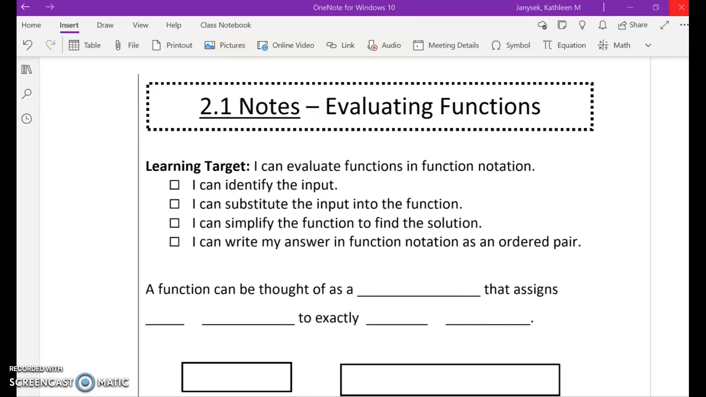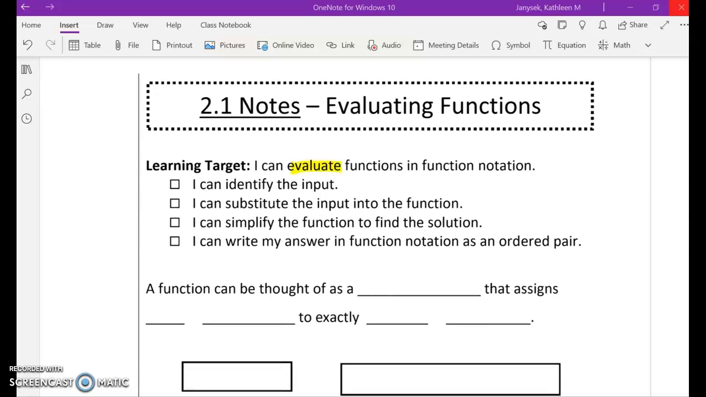Okay. Our learning target for today's lesson is I can evaluate functions in function notation. I can identify what is the input. That's important vocabulary right there, the word input, otherwise known as our x's. Okay. I can substitute the input into the function. I can simplify the function to find the solution, which is actually the output. And if the inputs are the x's, outputs are the y's. So keep that in mind. And then I can write my answer in function notation as an ordered pair as well.